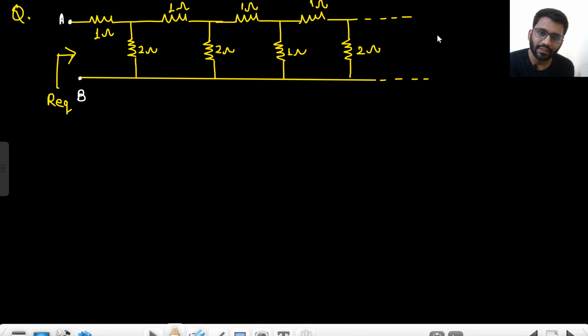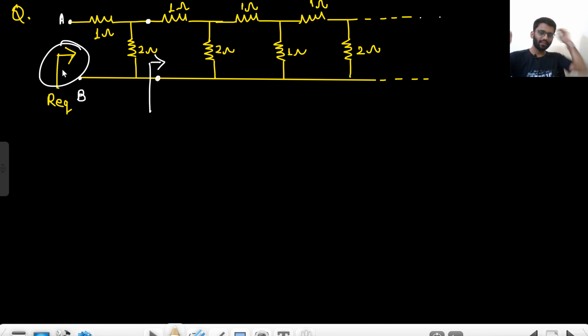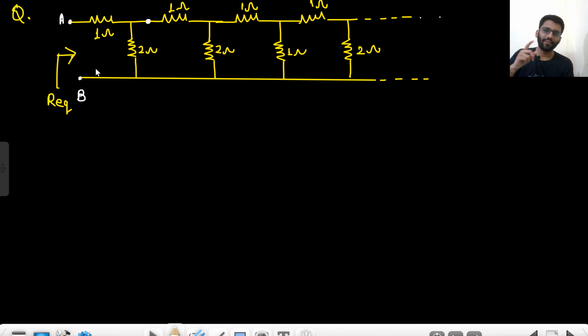Now if I forget about this, this is also an infinite ladder. Let's forget about it and come here. Looking from here, I could see 1, 2, 1, 2, 1, 2. And if I come to this side, what will I see? 1, 2, 1, 2, 1, 2. This is the same only, right? I can see the same thing from here and from here.